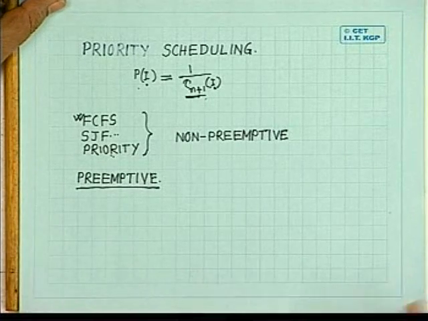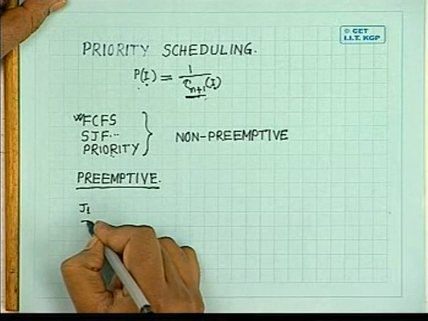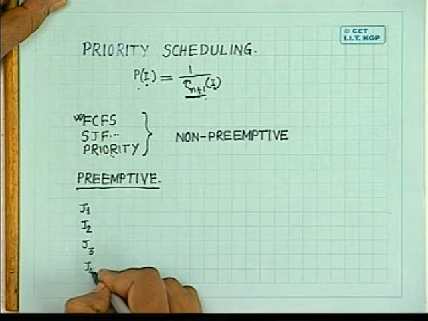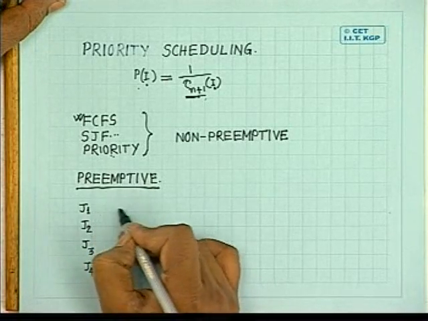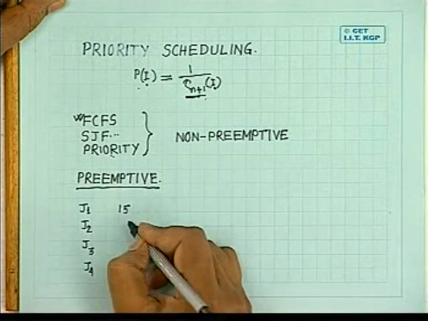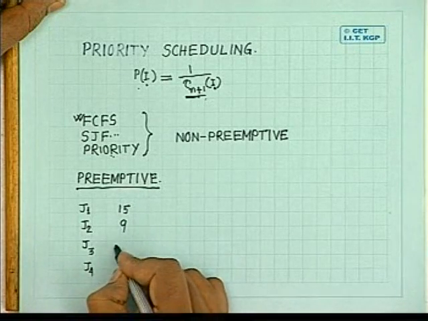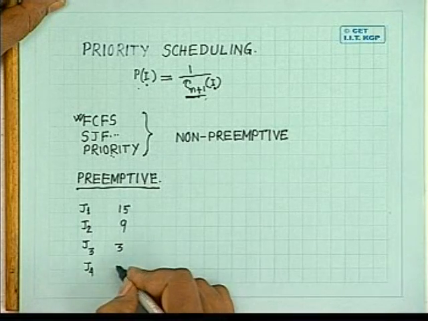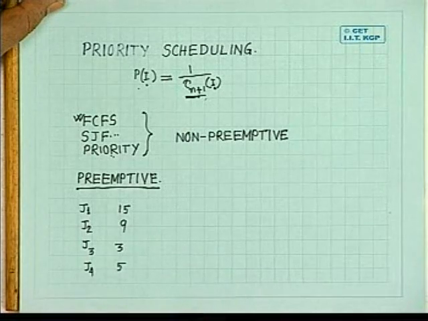Let us take an example. Say I have jobs J1, J2, J3, J4. Suppose the next CPU burst time of job J1 is, as we have done previously, 15 time units. For job J2, it can be say 9 time units. For job J3, it can be say 3 time units. For job J4, let us put any value, so 5 time units.